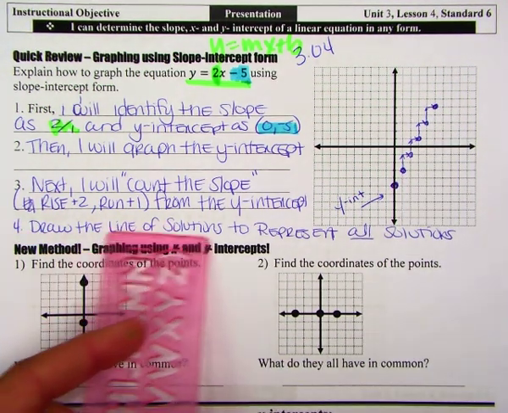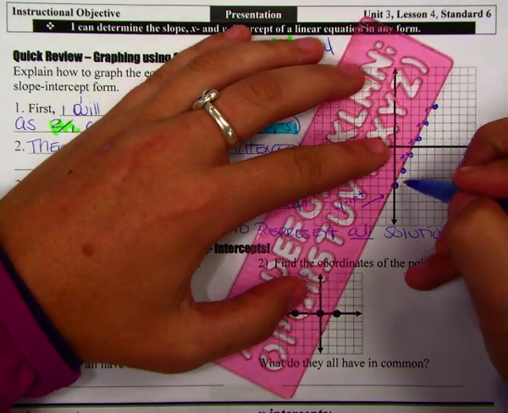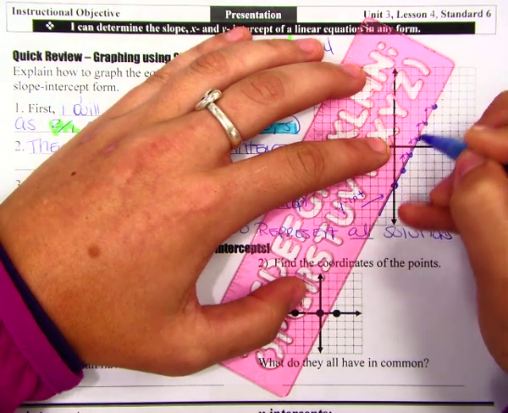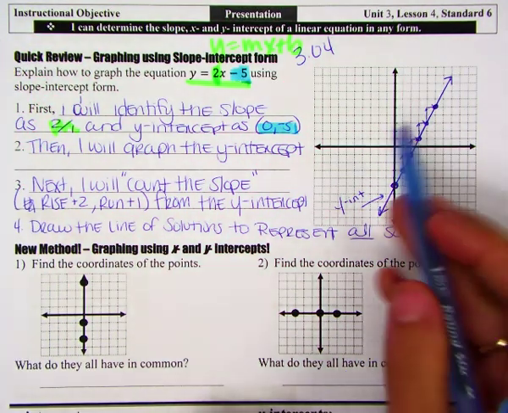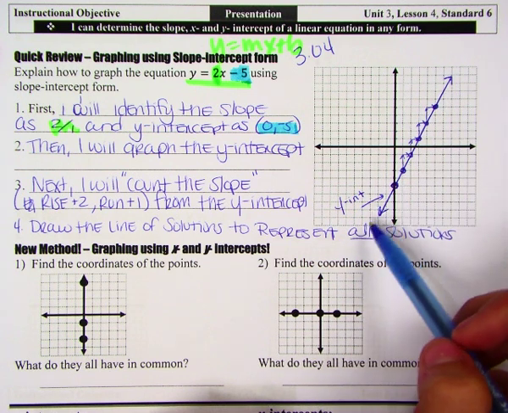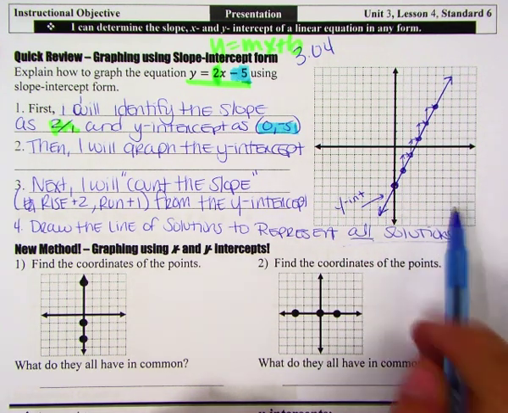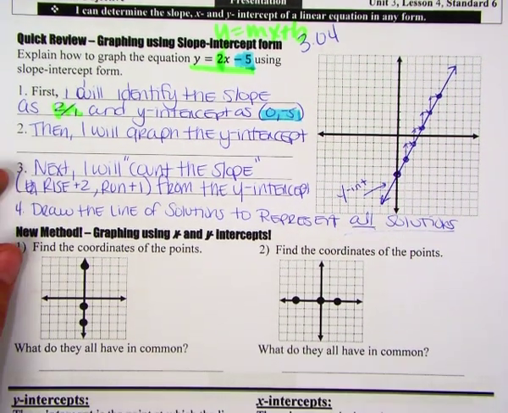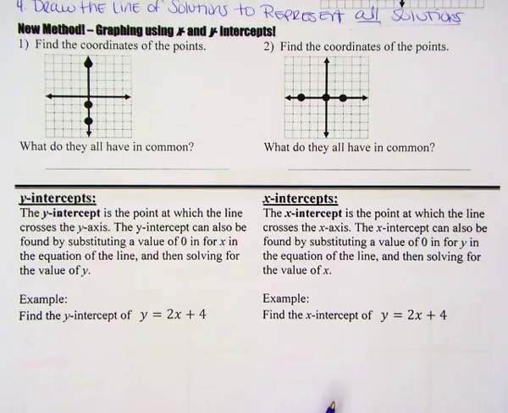Lastly, I'll draw the line of solutions to represent all solutions. What I have graphed here is just, what is that, like 6? I've graphed 6 solutions to the equation. However, there's a lot more than 6, right? These 6 are not the only ones. There's all of these over here, all of these over here, and everything in between. So we do that. We draw the line to represent all solutions. Okay. But today's objective is actually graphing using x and y intercepts.